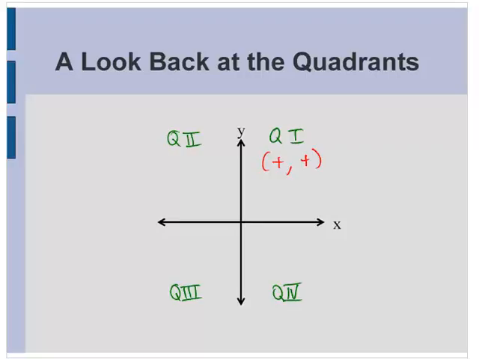Similarly, to get to any point in the second quadrant, the x-coordinate would be negative and the y-coordinate would be positive: negative, positive. In the third quadrant, the x-coordinate would be negative and the y-coordinate would be negative. And finally, in the fourth quadrant, the x would be positive and the y would be negative. That takes care of a lot of the points on the plane, but not all of them.